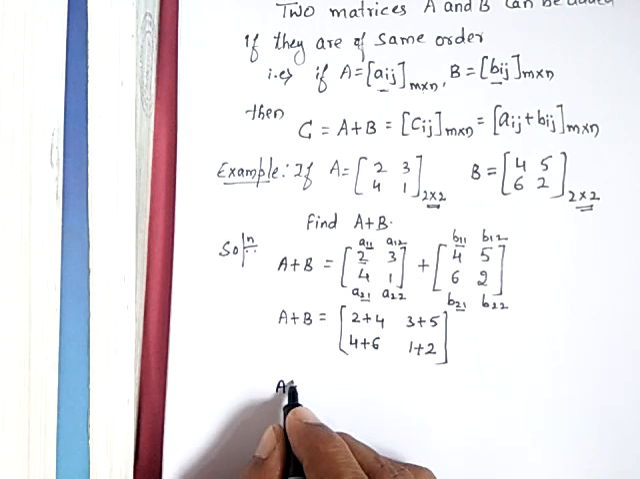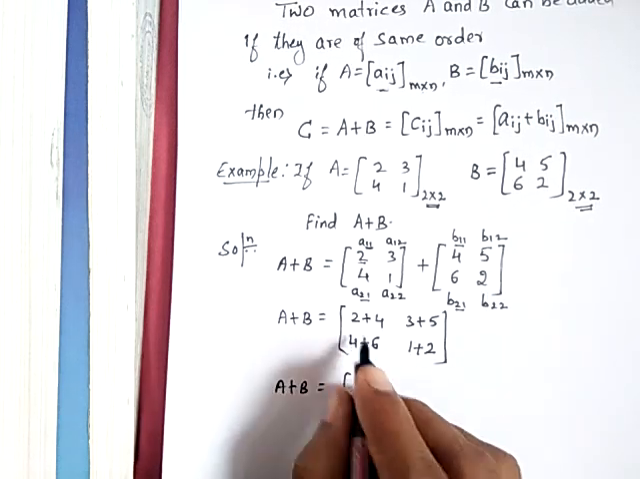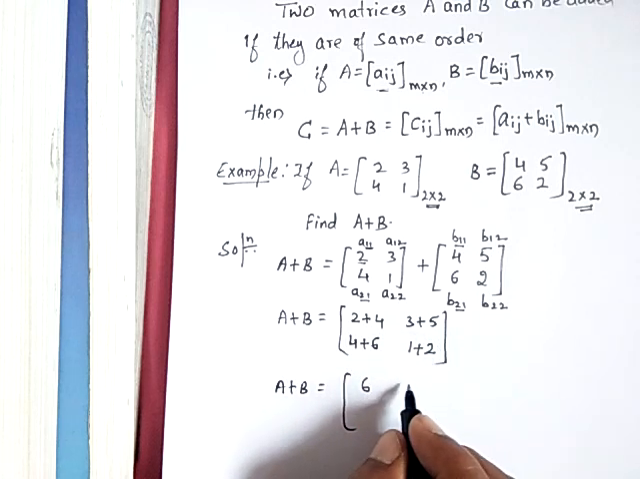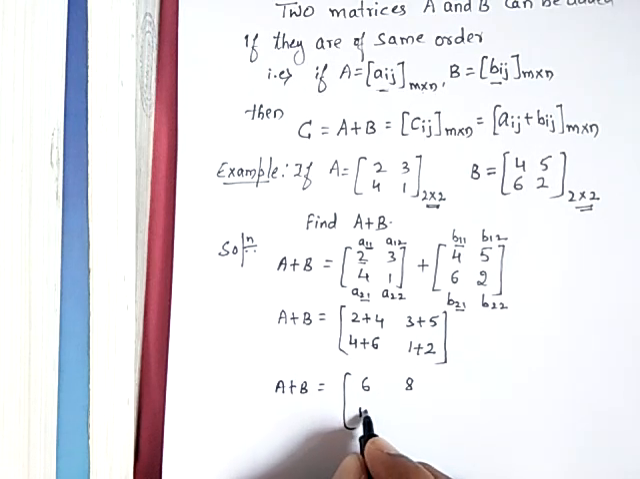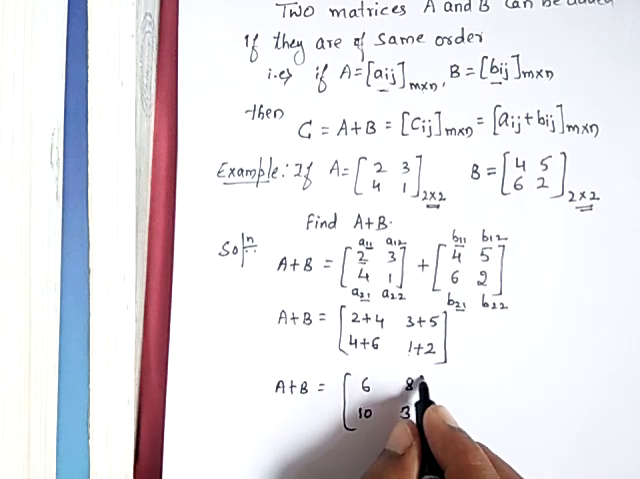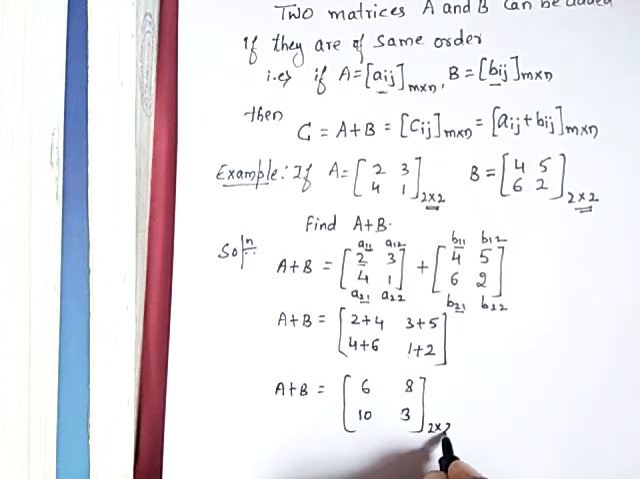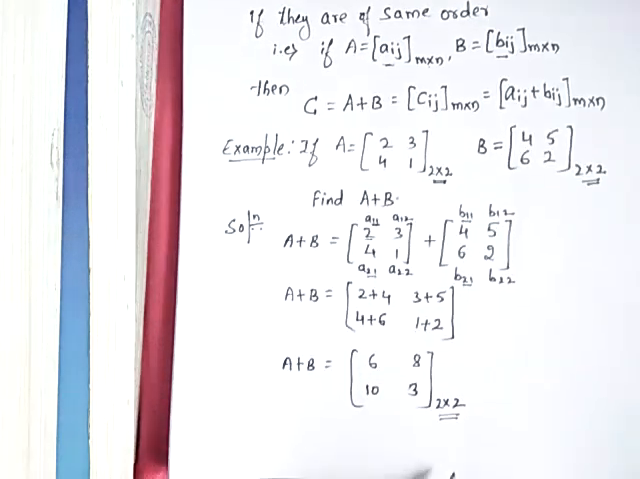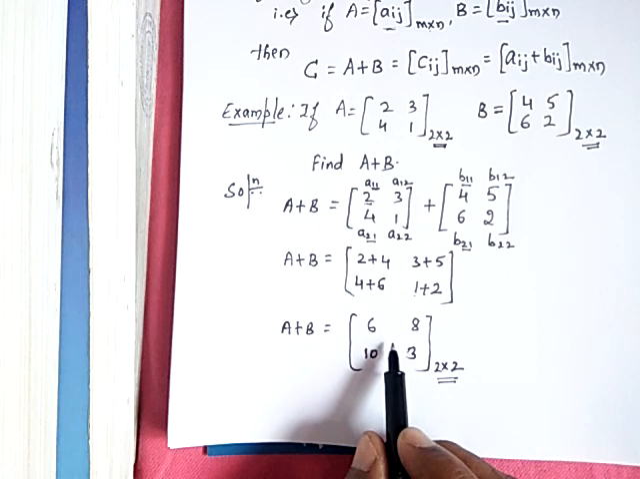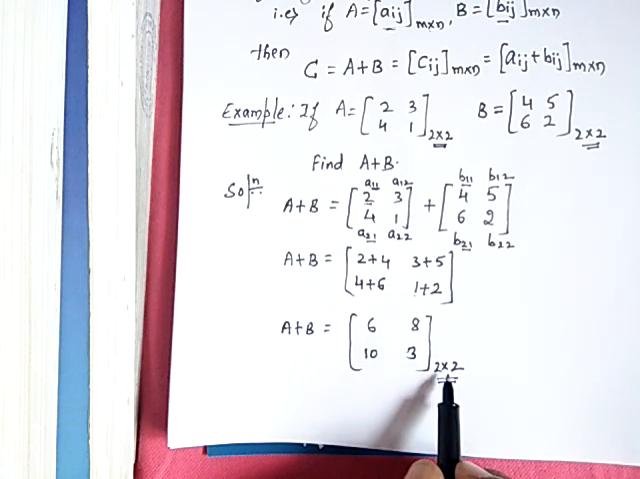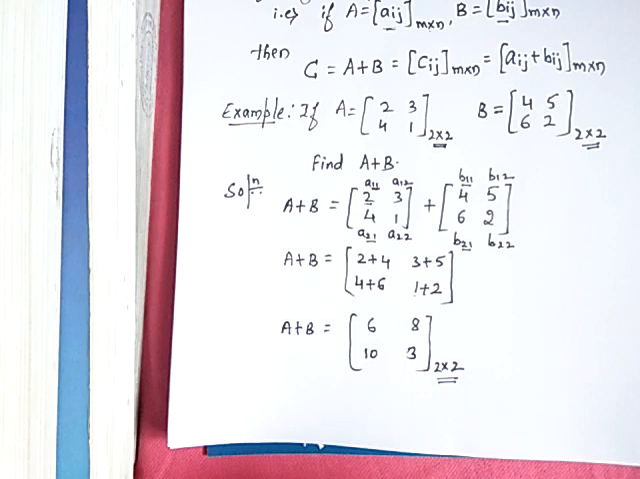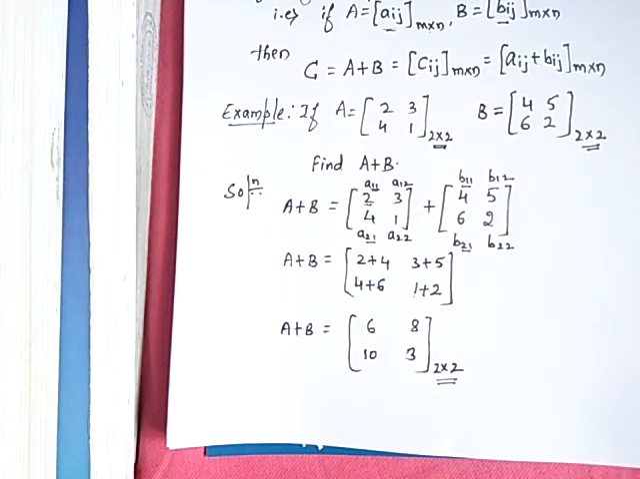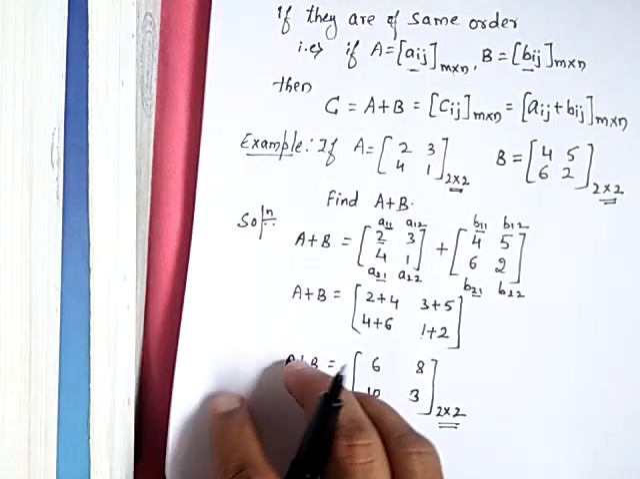So you will get A plus B equal to 2 plus 4 is 6, 3 plus 5 is 8, 4 plus 6 is 10, and 1 plus 2 is 3. This is of the order 2 by 2. Whatever the order is here, 2 by 2, the same order you will get. So after adding you will get A plus B is equal to 6 8 10 3, a 2 by 2 matrix. Suppose the order is different, then it is not defined. One example we will take like that, so that you will get the idea here.